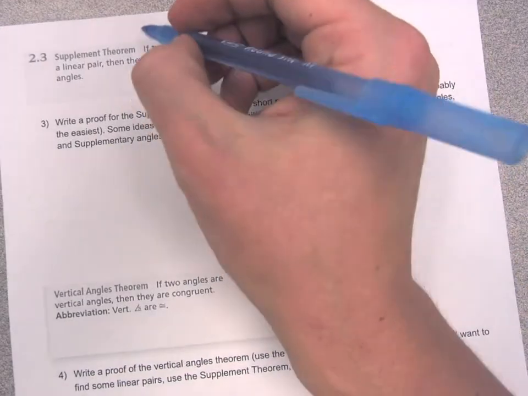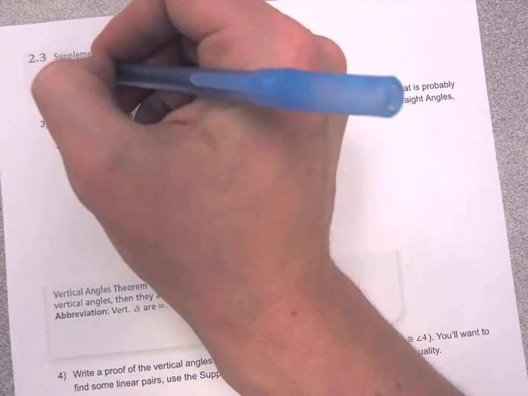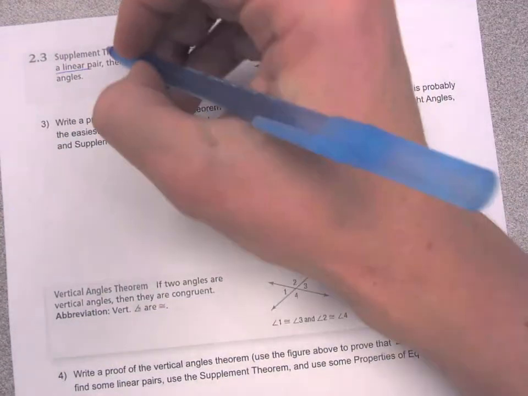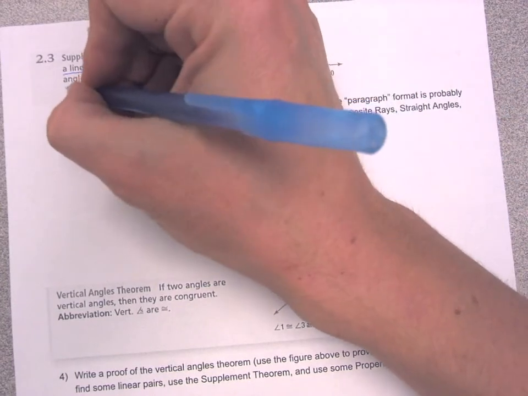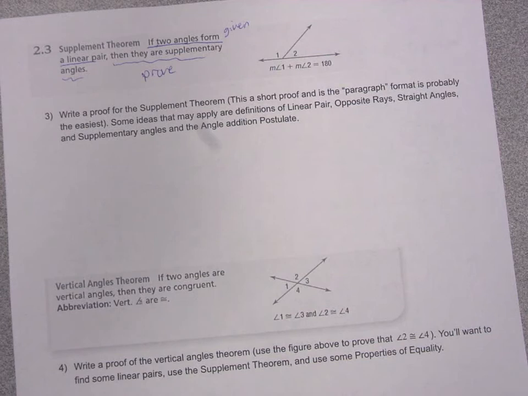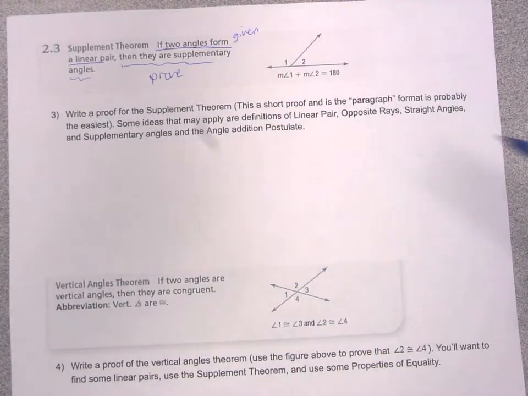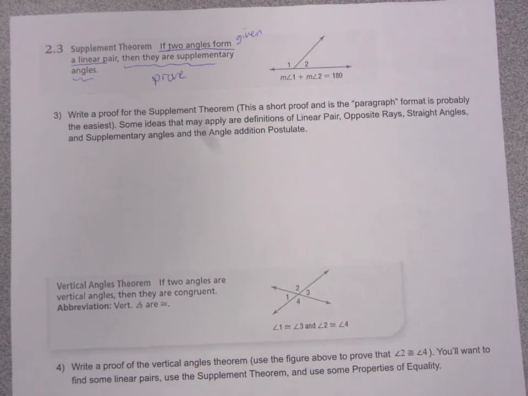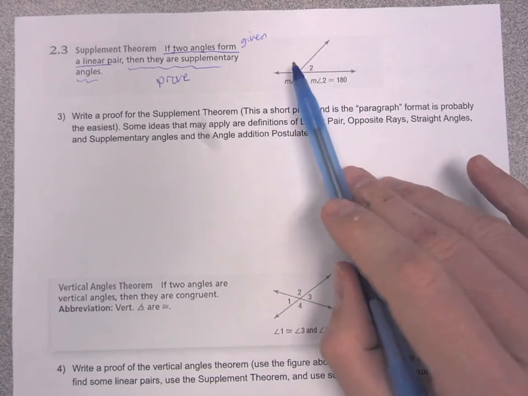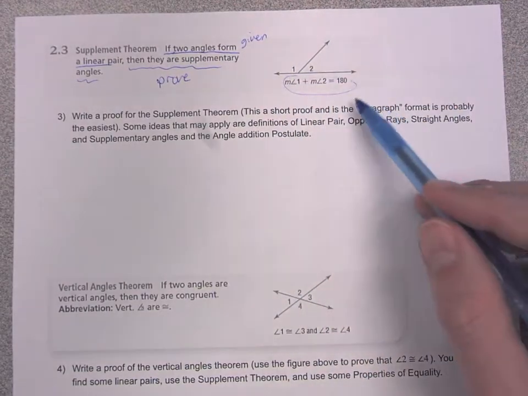So what we're going to do is we're going to take this idea, if two angles form a linear pair, and that's going to be the given, and then we're going to try to prove then they are supplementary. So proving a theorem, we start with the if, we assume the if part, and then we have to prove the then part. We have to show that then follows from the if statement. Now we can use this figure here if we want to be able to help us. This is just a picture of a linear pair, but this is kind of what we're trying to prove.